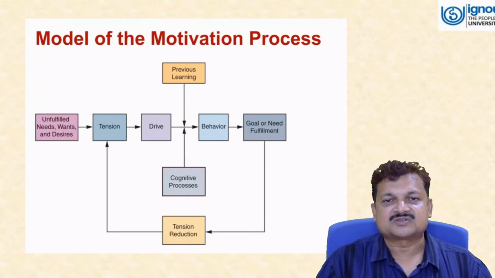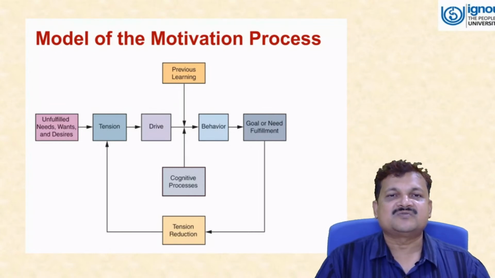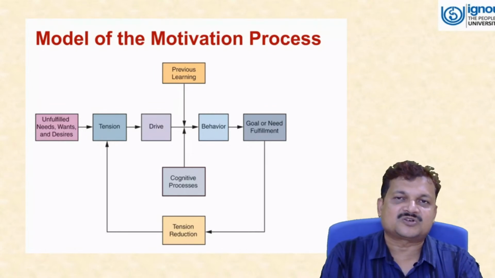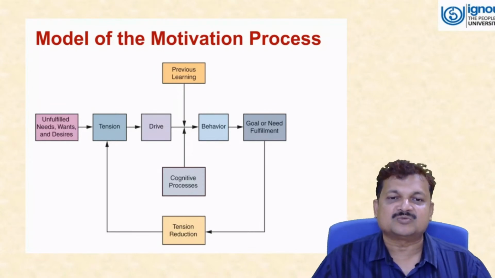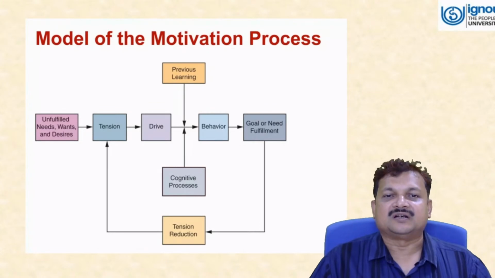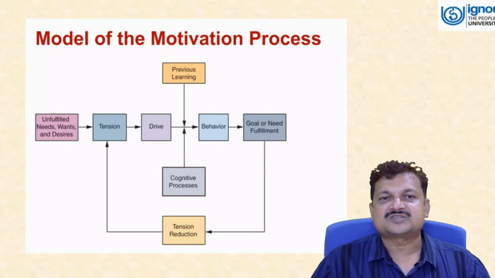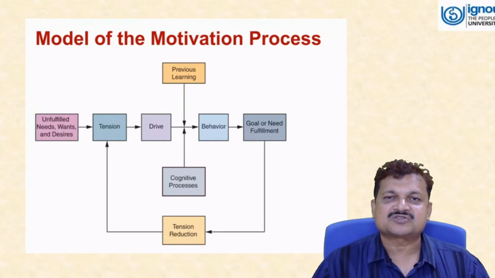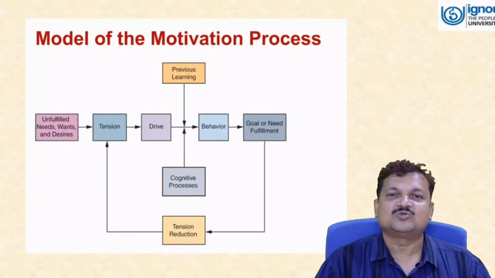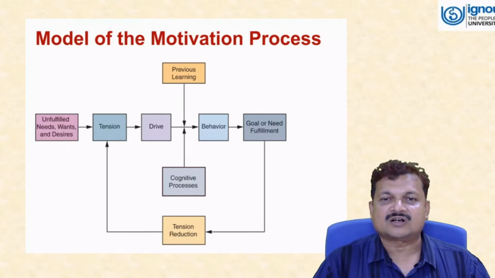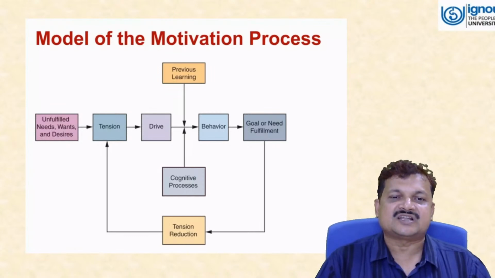And here comes the behavior. What behavior are you going to show? This behavior is either positive towards purchasing this particular product, or you do not want to purchase. Either you purchase the product or you do not. Then goal or need fulfilled. Once the behavior is there, your goal and need are fulfilled. If you have purchased the product, your goal and need are fulfilled. If you have not purchased the product, you dislike the product, and by this process your tension is also reduced because you do not want to purchase a product with a lower profile or lower status. So that is also goal or need fulfillment, and that leads to tension reduction.